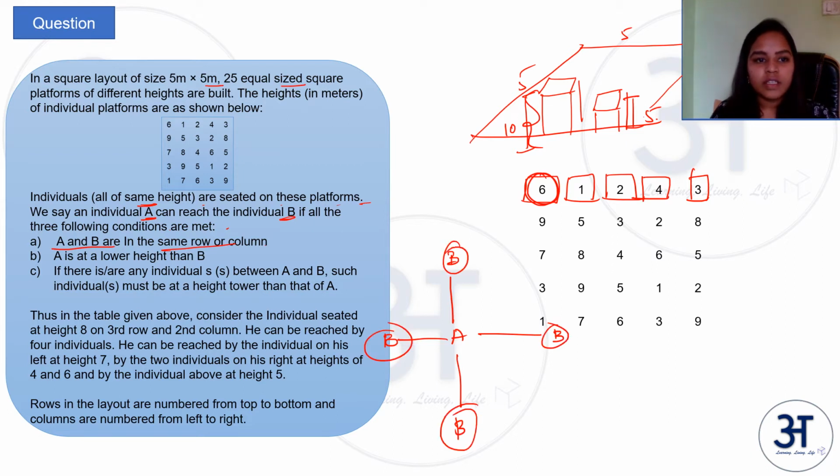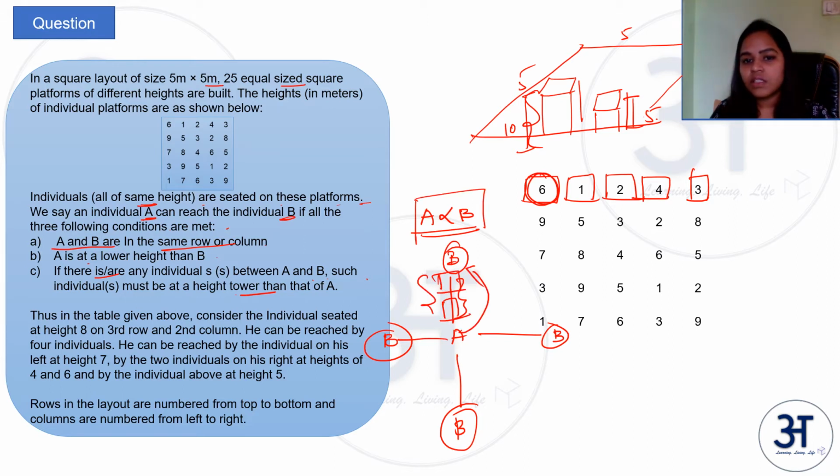Then A is at a lower height than B. That means A is less than B in number. If there is or are any individuals between A and B, such individuals must be at a height lower than that of A. Say if there is no one, then it's okay. If A is less than B, A can reach B. But if there are some individuals here, all these individuals should have a height value which is less than A. Only then can A reach B.